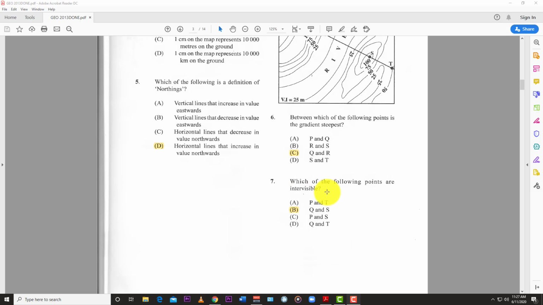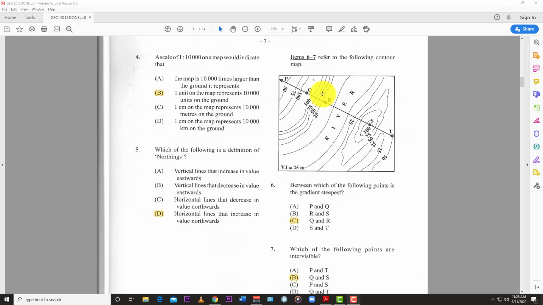Number 7, which of the following points are intervisible? You have Q and S, because they are the same, 100 and 100. You should be able to see S from Q and Q from S because they're basically on the same plane, the same level.